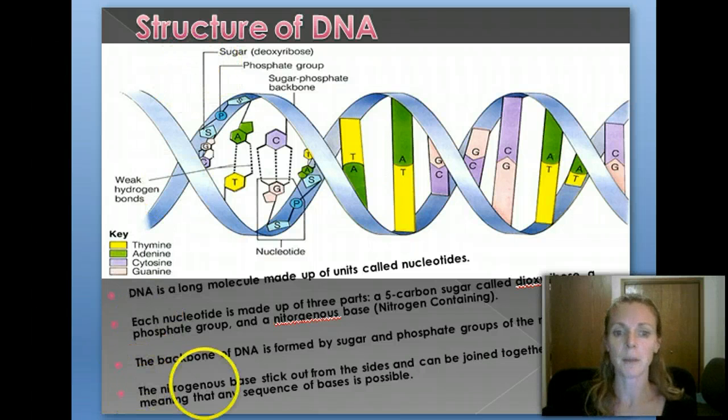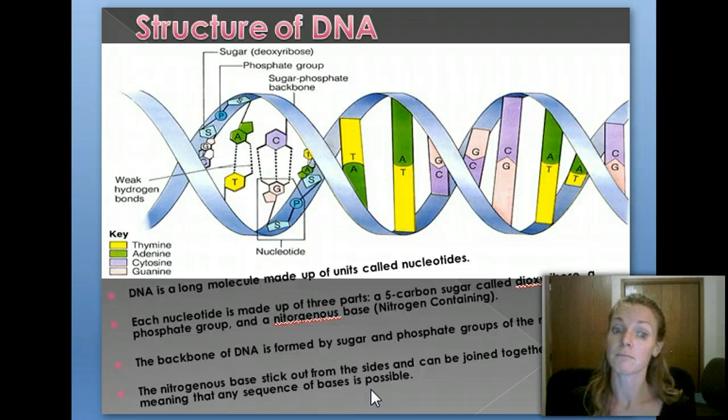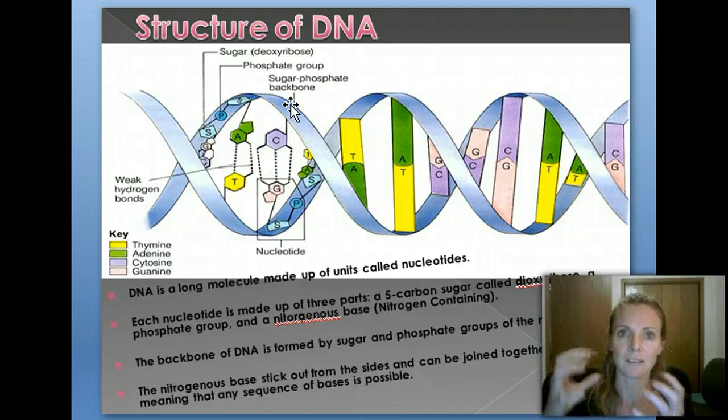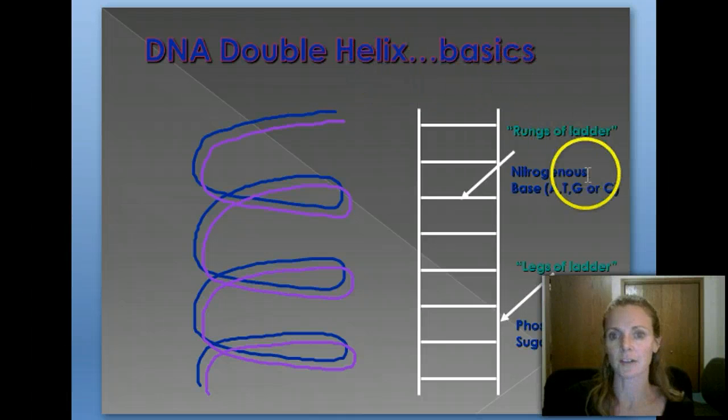The nitrogenous bases stick out from the sides and can be joined together in any order, meaning that any sequence of bases is possible. Obviously, certain ones go with other ones, and we'll talk about that. But that's your basic structure of DNA. So you always hear the double helix. Well, it is a double helix, and it's like this ladder that's turned on its side. So the double helix, here are the basics.